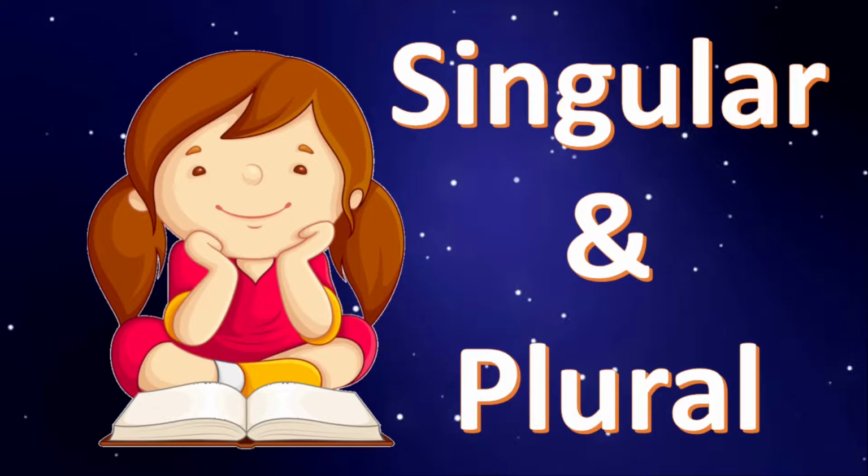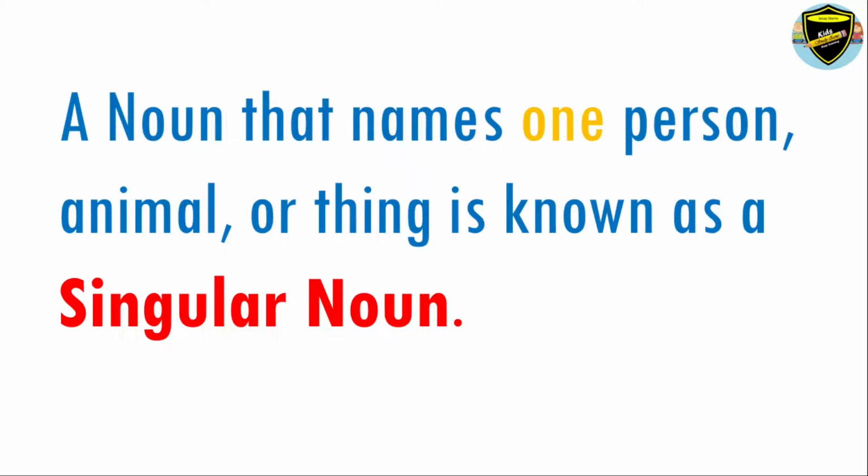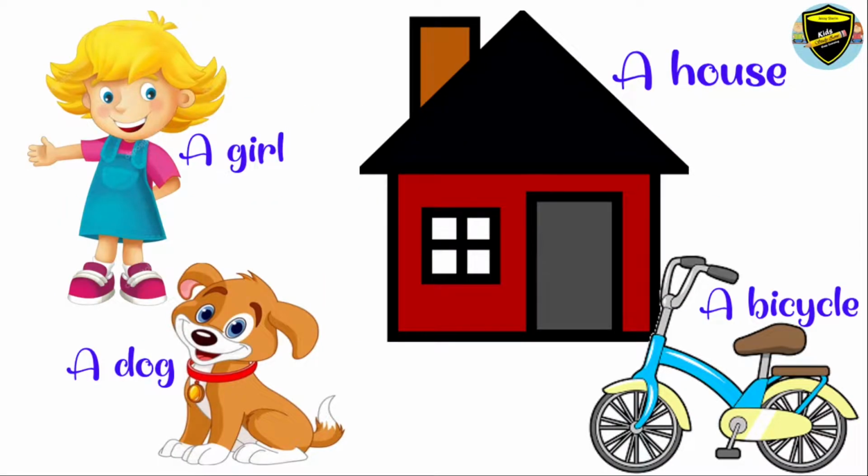Let us start with what do you mean by singular? A noun that names one person, animal, or thing is known as singular noun. For example, a girl, a dog, a house, a bicycle.